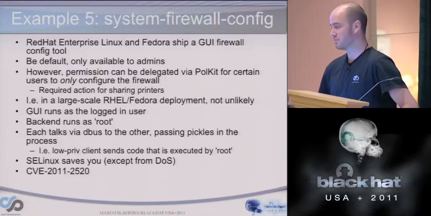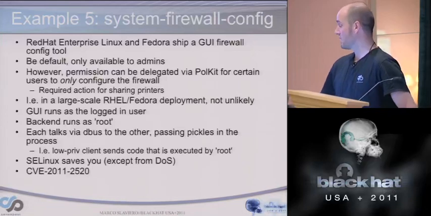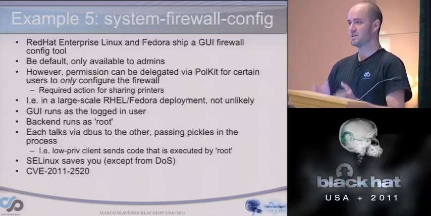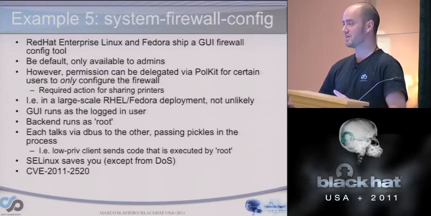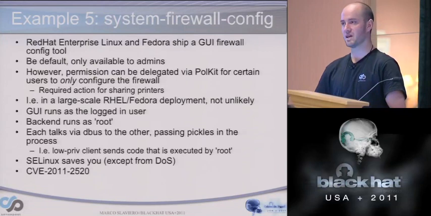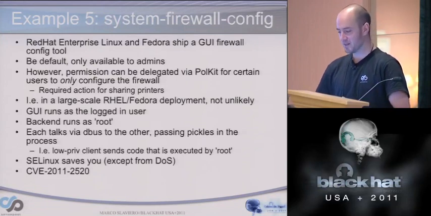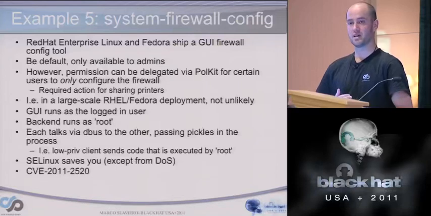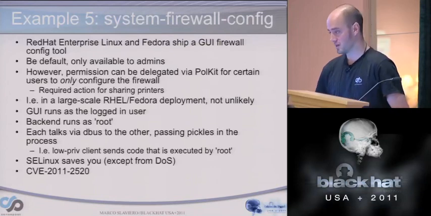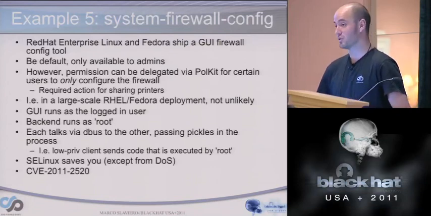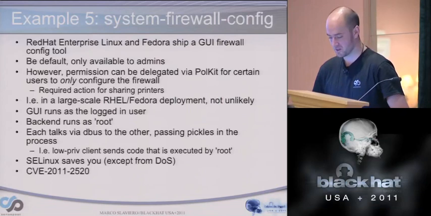You do that using PolicyKit, which is a framework. In other words, you can say only these users, or you can assign to individual users the ability to configure their firewall without giving them full root access at all. That is required because in order to create and share printers, you need to modify firewall rules. So anyone who has the ability to share printers on a large-scale Red Hat Enterprise Linux deployment and isn't root is vulnerable to this issue.